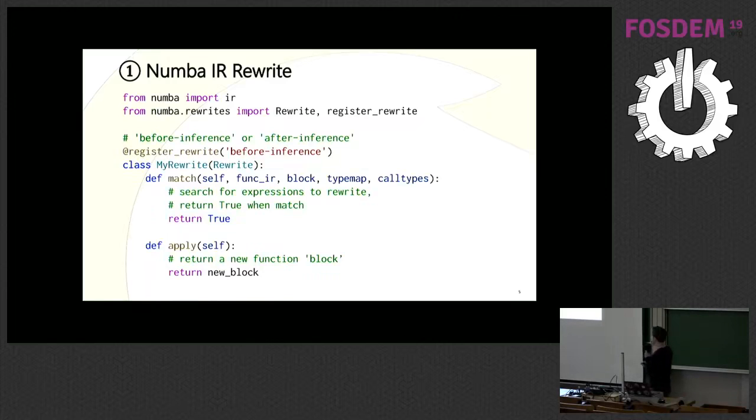Basically, a rewrite consists of two steps. So you have a match, where you're going to look for the expressions, the statements, the instructions you want to replace. And then when you return true, the apply method is invoked. And in that phase, you can actually replace the function block with a new one in which you do an optimization, for example. Very well.